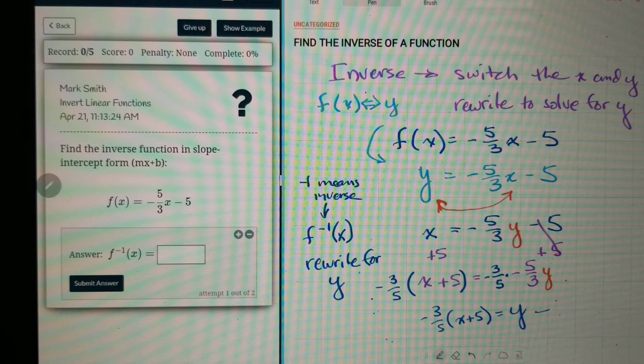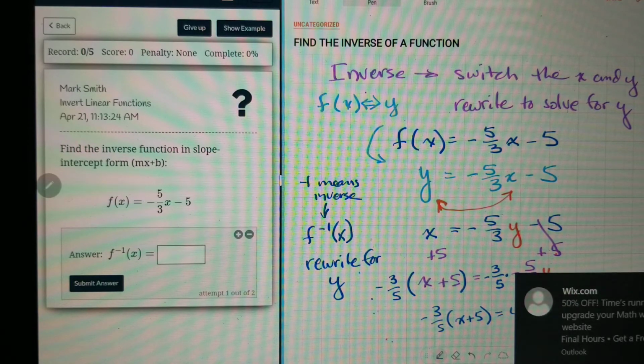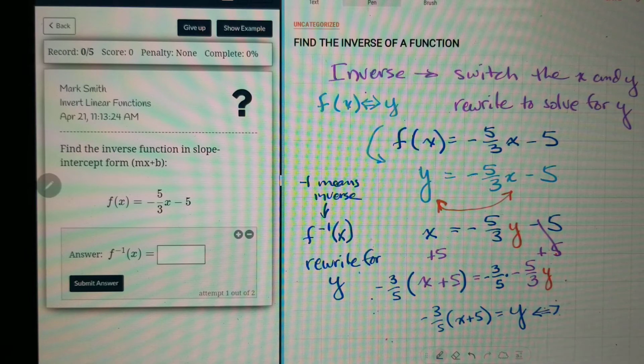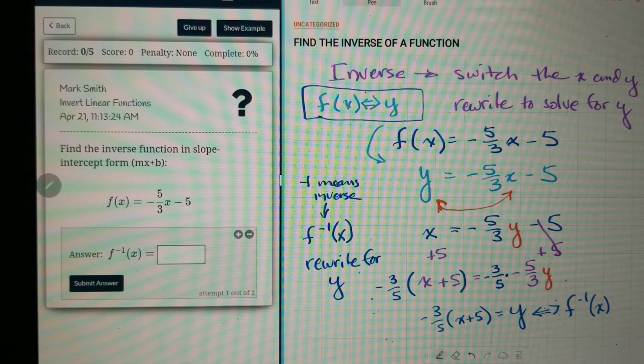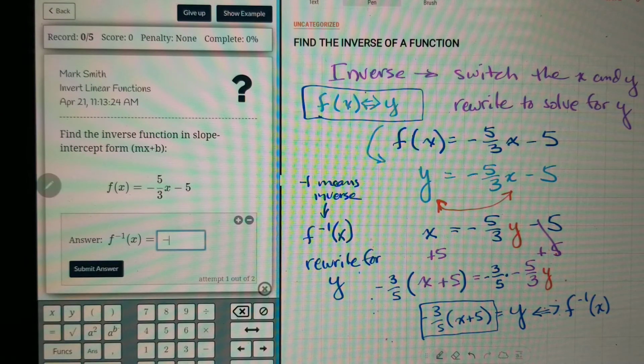Remember, this y is the same as f of x, and since this is our inverse now, we're going to call this the inverse of f of x. Just like up at the top, we started with an f of x. Now over here on the answer, they already put the y as the inverse of the function. So let's see if they'll let us put our answer in like this, or if they're going to make us multiply it out.